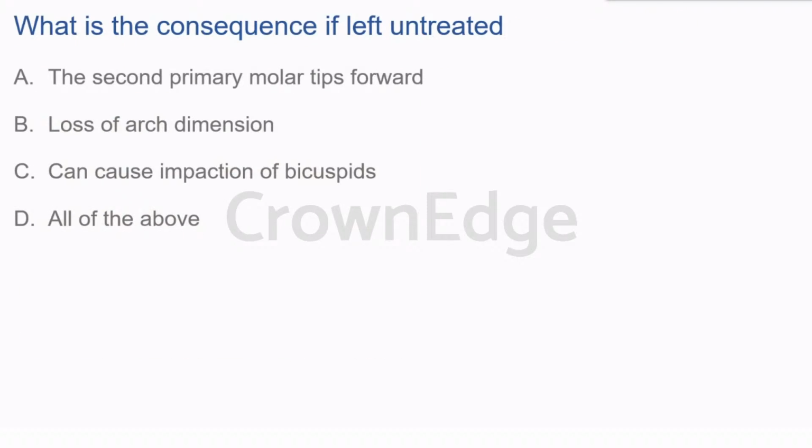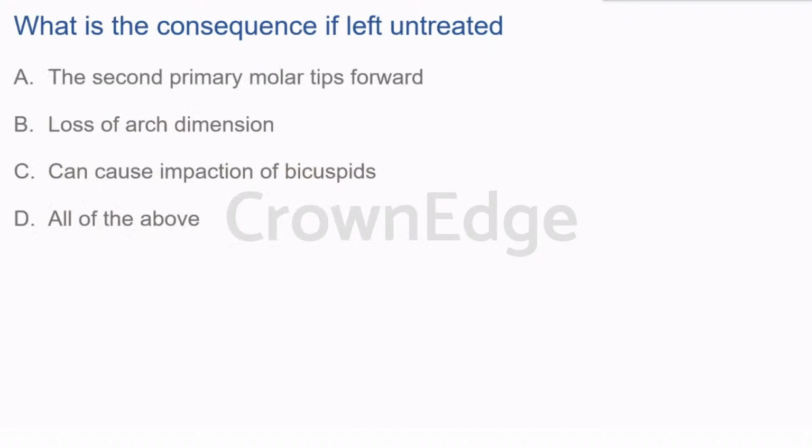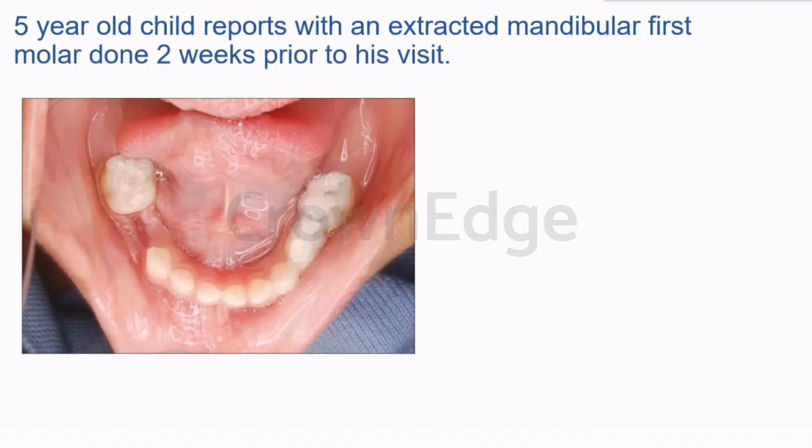Now looking into our options. What is the consequence if left untreated? The options given to us are, the second primary molar is going to tip forward. Yes, I just mentioned that. Second is loss of arch dimension. Yes, when there is a space loss like this, with forward tipping and distal tipping of the canines, the arch space will be lost, so loss of arch dimension is going to happen at that stage. Option C is can cause impaction of the bicuspids. That will also happen because the space here is going to be lost, which will lead to impaction of the bicuspids that are going to erupt in that space.